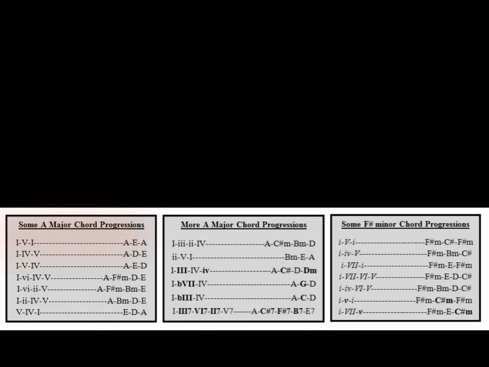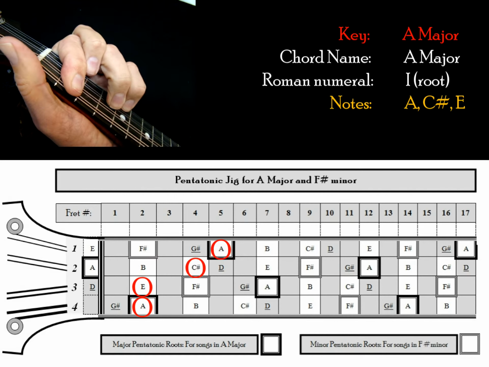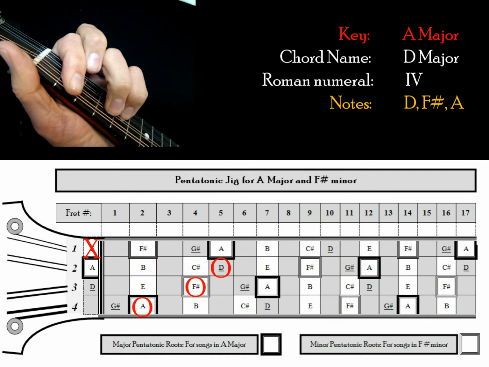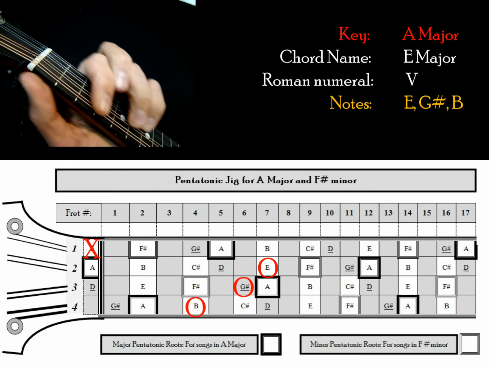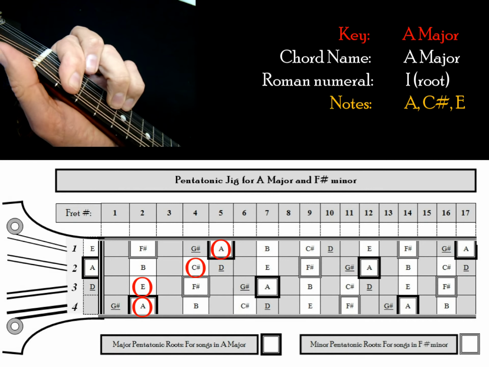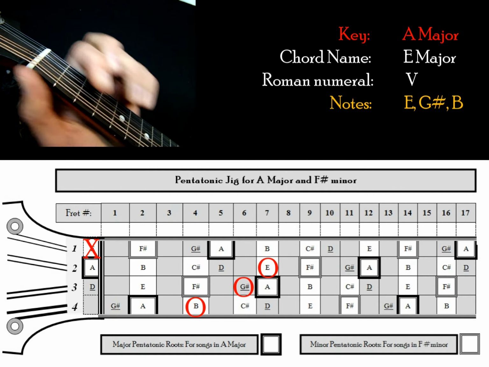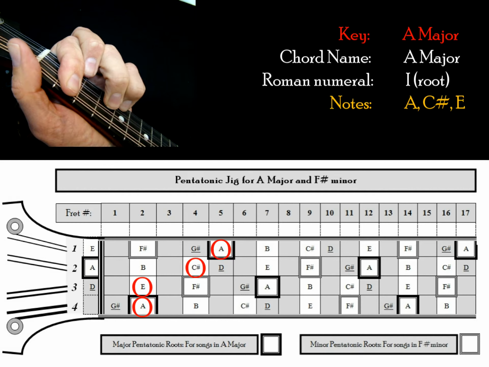In the key of A major, a 1-4-5 progression, where you have A major, D major, E major, would look like this. Here's the 1. 4 can be played like this. 5 can be played like this, the E major. So you have A major, D major, E major, A major.